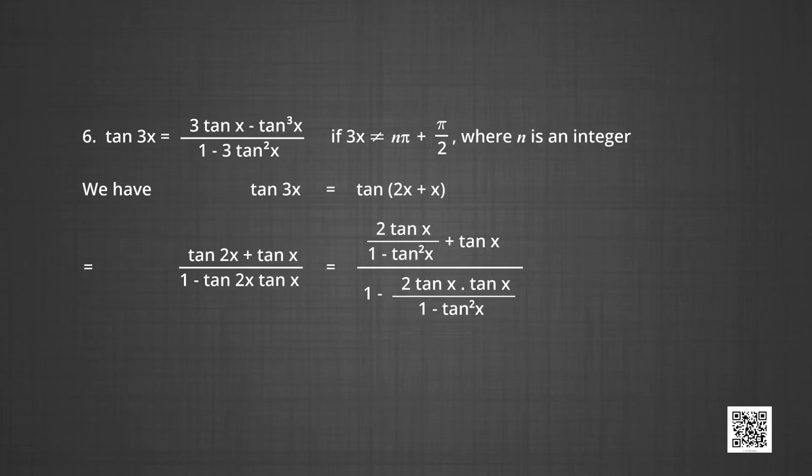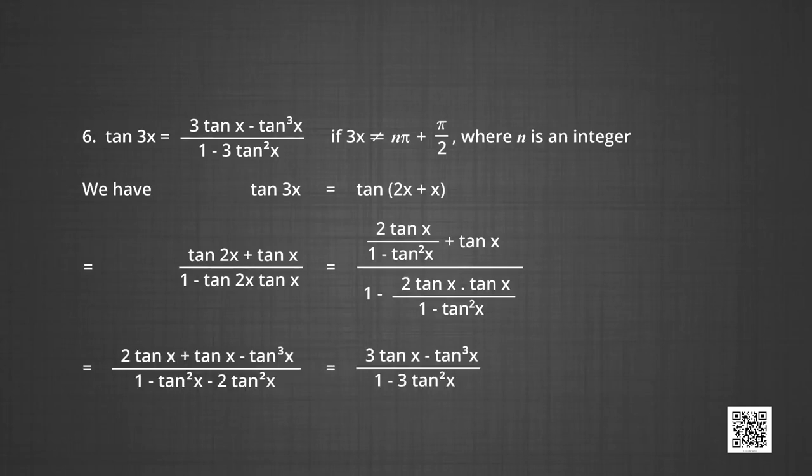Now, tan 2x in the numerator and denominator will be replaced by its formula 2 tan x upon 1 minus tan square x. And this on simplification will give us the value of tan 3x as 3 tan x minus tan cube x upon 1 minus 3 tan square x. So, we have seen, children, that we have derived the formula for multiple and submultiple angles. Using this, let us start with example 1.